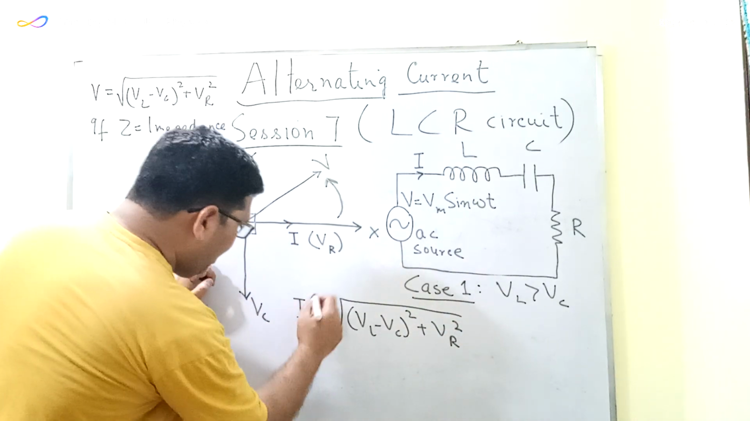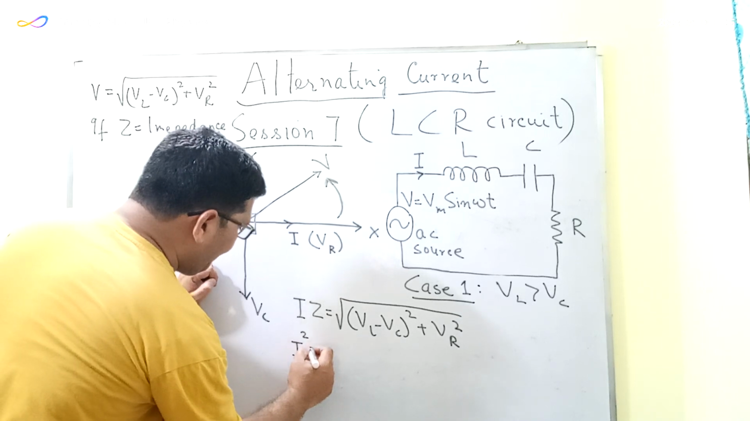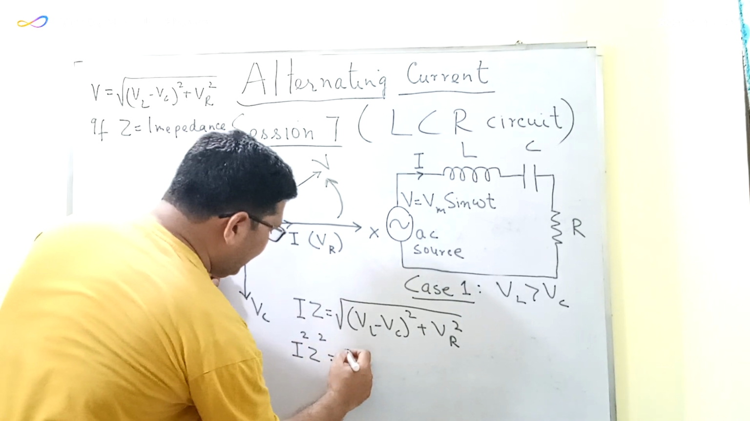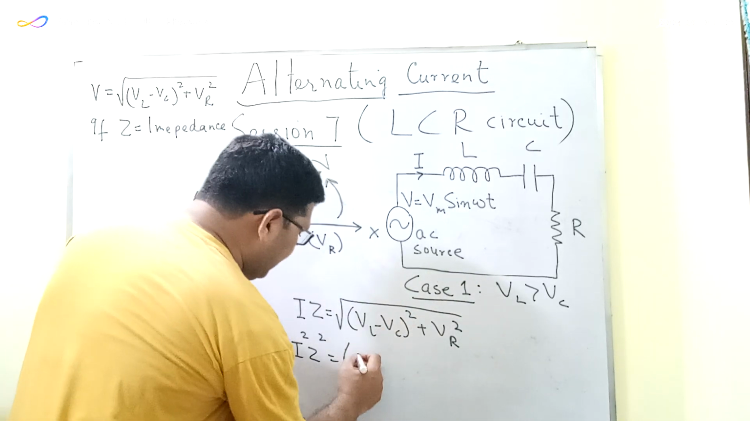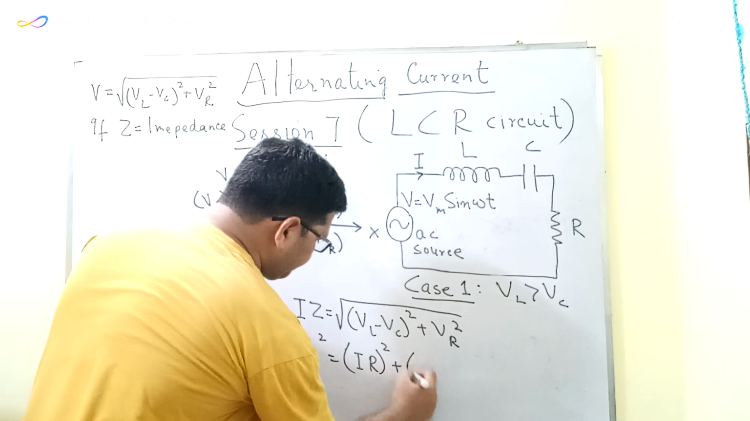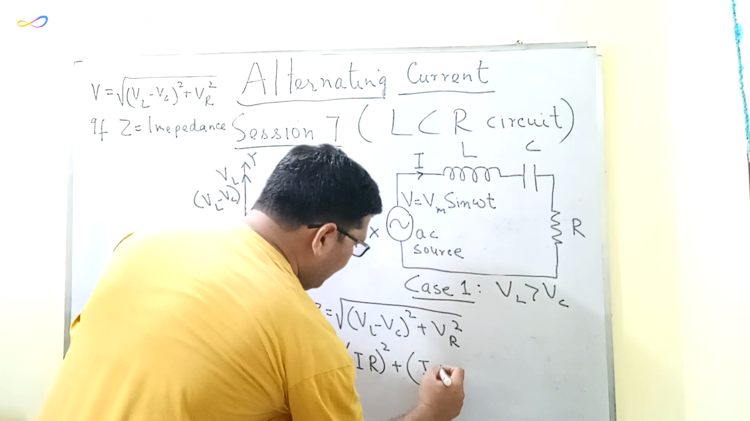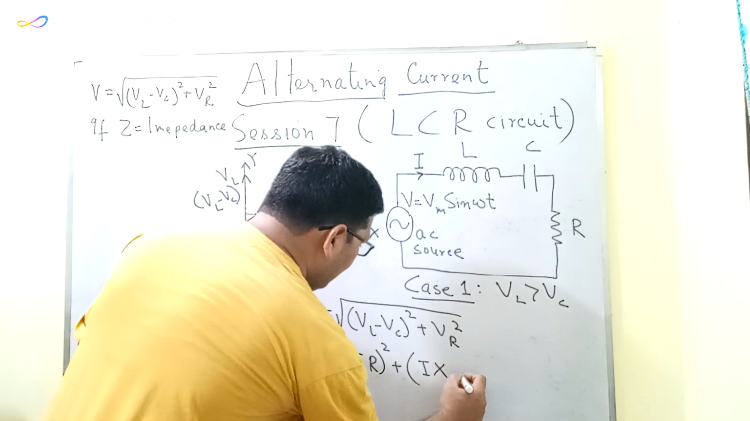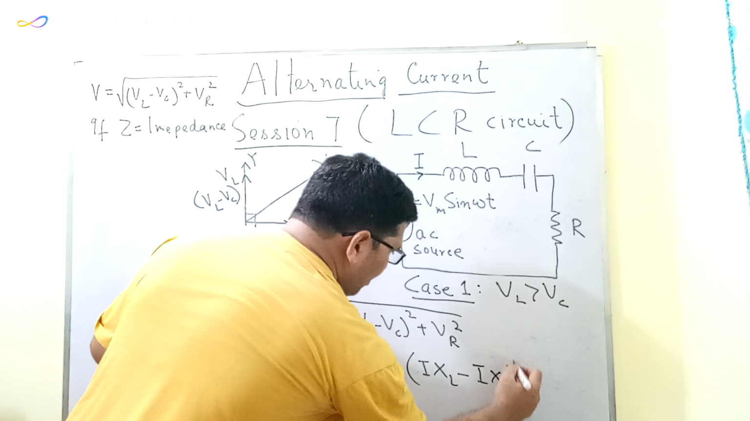Now I will just square this equation on both sides, so this will be equal to I square Z square, and I will be getting VL minus VC whole square plus VR square. Now VR square can be written as I R whole square plus VL, and VL can be written as I XL minus I XC whole square.